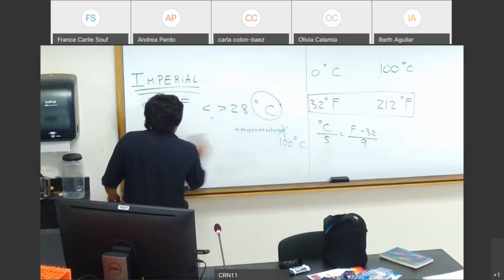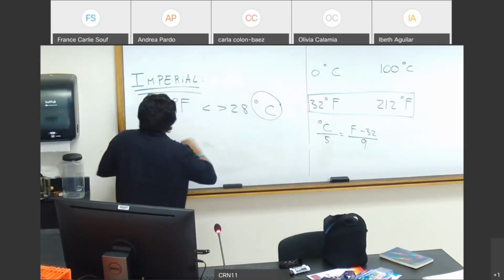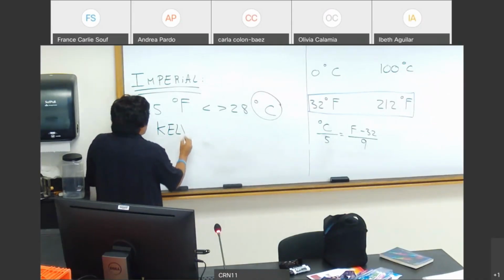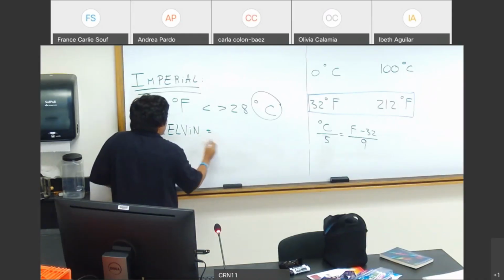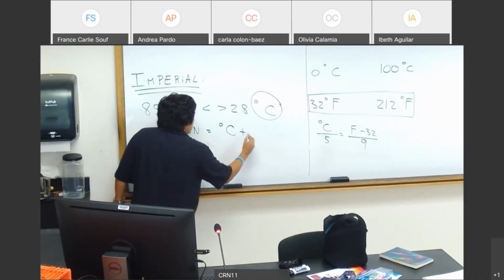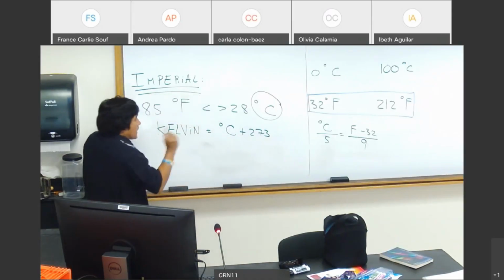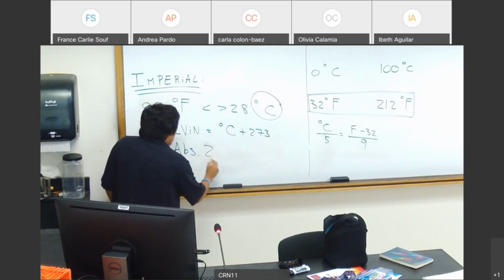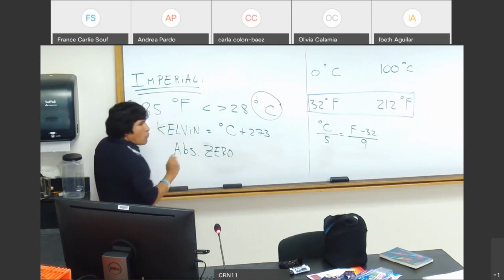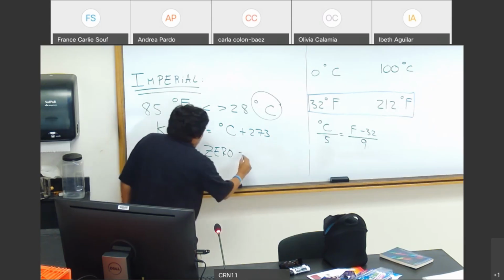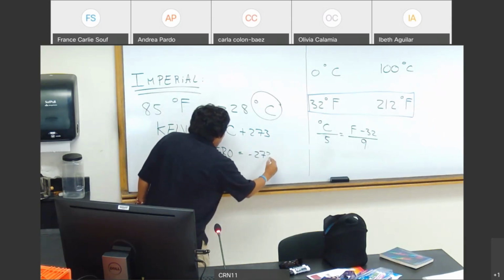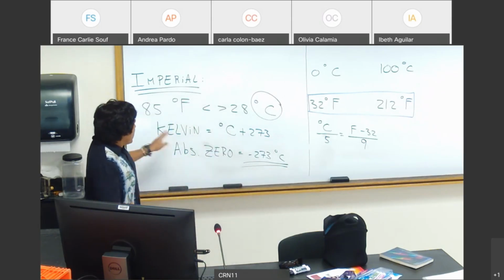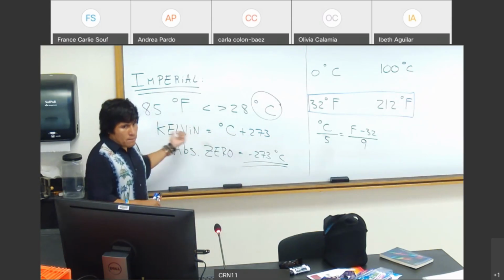In the case of Kelvin, Kelvin is the standard unit that we use in physics and astronomy and chemistry for temperature. And Kelvin is defined as the amount of Celsius plus 273. That's how we know that the absolute zero, which is the temperature when all molecular motion stops, is equal to minus 273 Celsius. So that's how we go from Kelvin to Celsius or vice versa. All right?